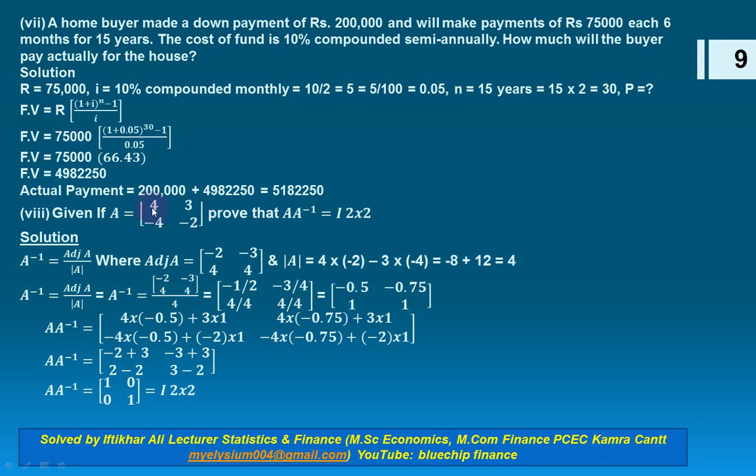So 4 multiplied by -0.5 plus 3 multiplied by 1. Once again, 4 multiplied by -0.75 plus 3 multiplied by 1. Similarly, we will multiply the second row with both columns, and after calculation the result will be 1, 0, 0 and 1. So it is surely an identity matrix.